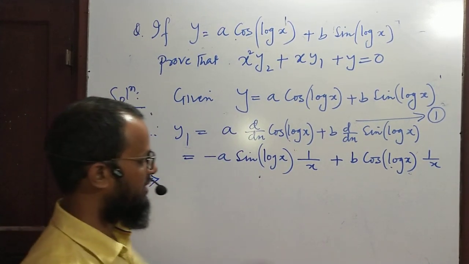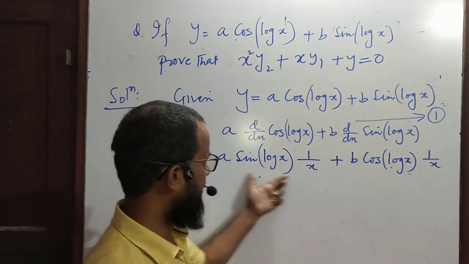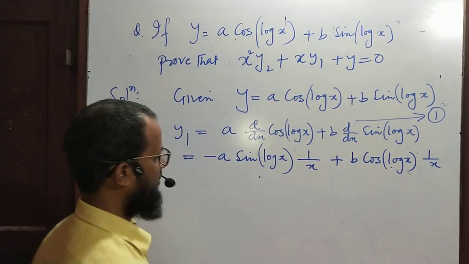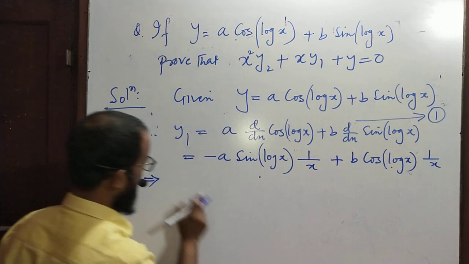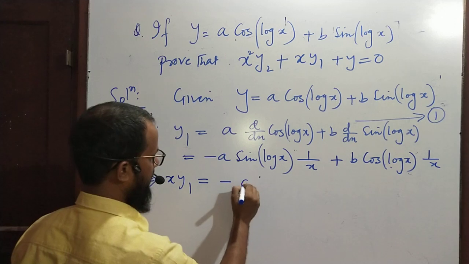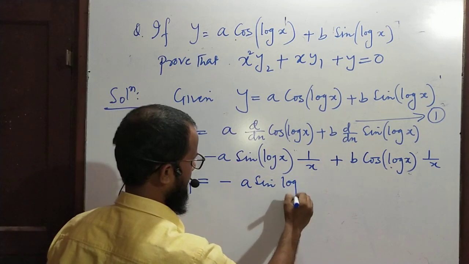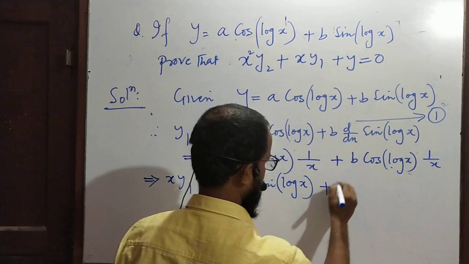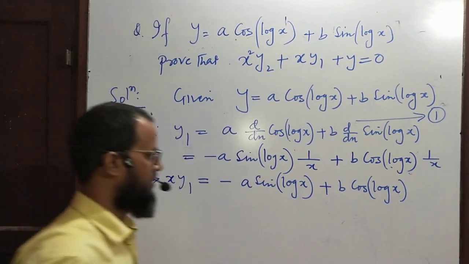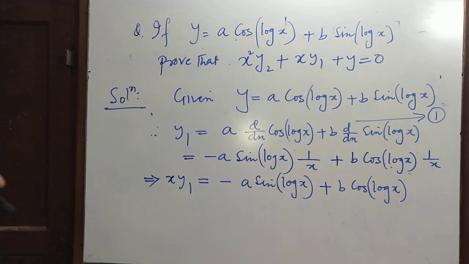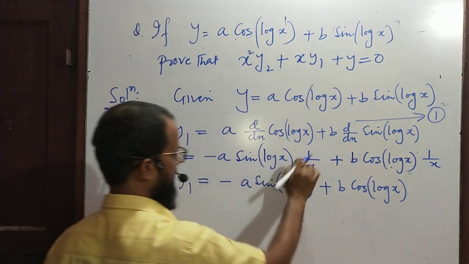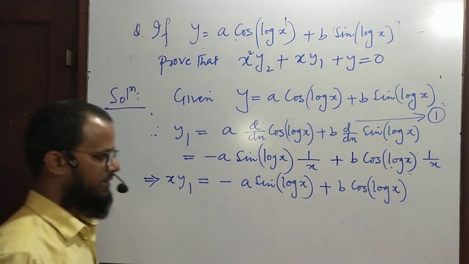Whenever there is x in the denominator, taking the LCM, x will come in the denominator of the whole expression. So multiply x on both sides. Then x into y1 equals a into sin log x plus b into cos log x. This is the result after multiplying both sides by x, since 1 by x and x cancel.